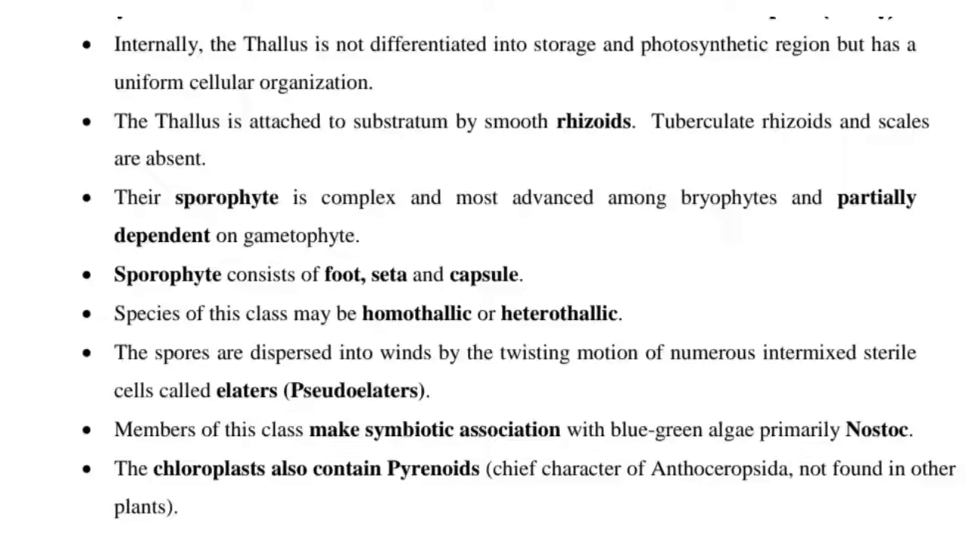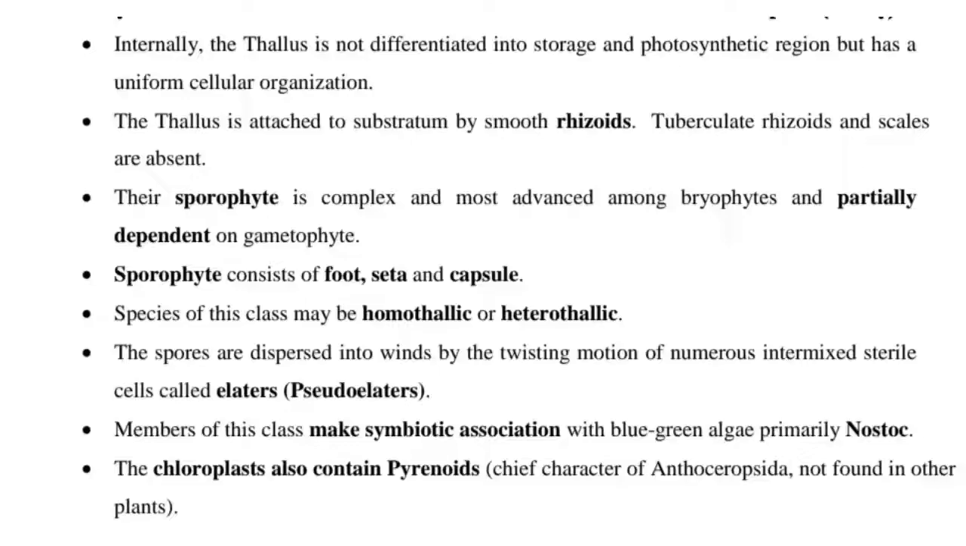Their sporophyte is complex and the most advanced among bryophytes and partially dependent on the gametophyte. The sporophyte consists of foot, seta and capsule. Species of this class may be homothallic or heterothallic. The spores are dispersed by the wind through the twisting motion of numerous intermixed sterile cells called elaters, pseudoelaters.